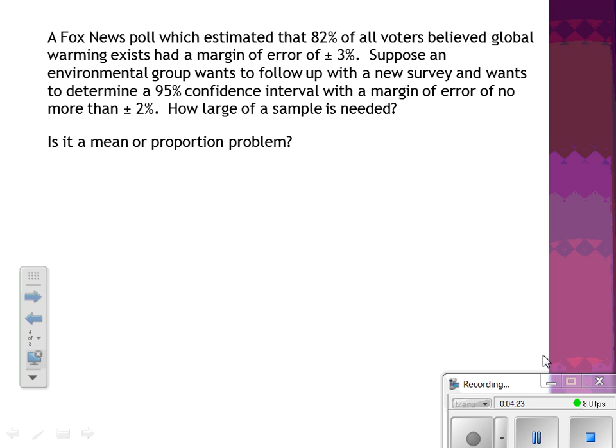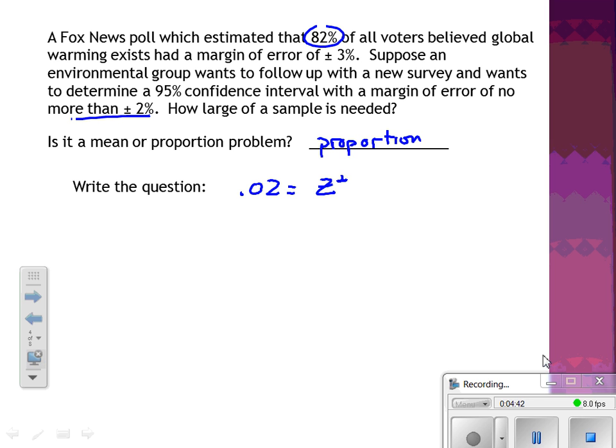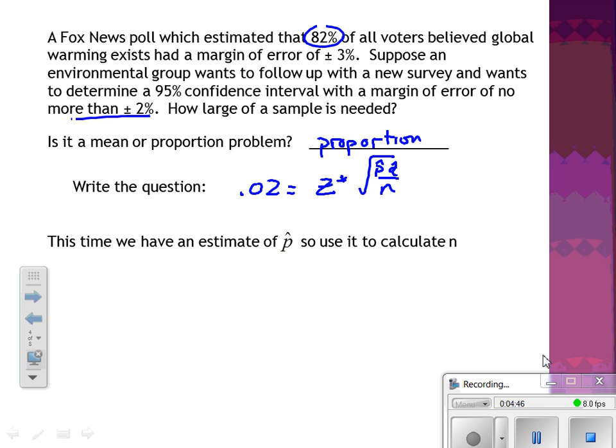First things first, is it a mean or proportion problem? We're talking about 82%, so they're giving us a proportion. All these percentages are flying around. We want to be within 2%, so we want 2% to be our z star times the square root of p hat q hat over n. This time we actually have a p hat. Apparently 82% of people think that global warming exists, so we're going to use that p hat of 0.82.